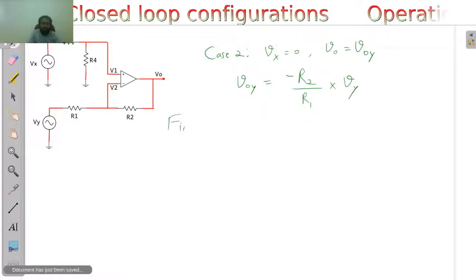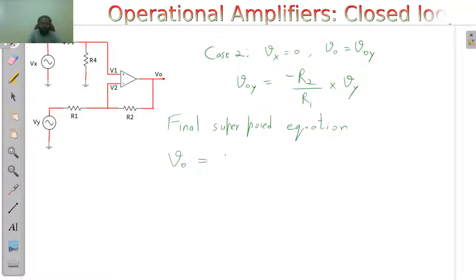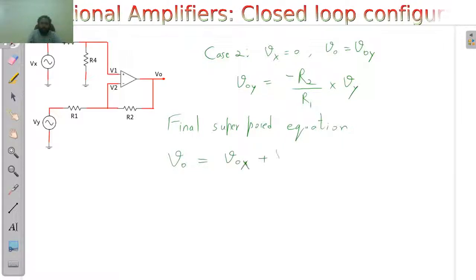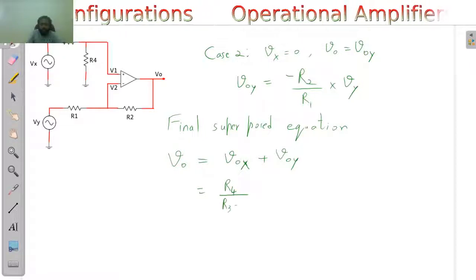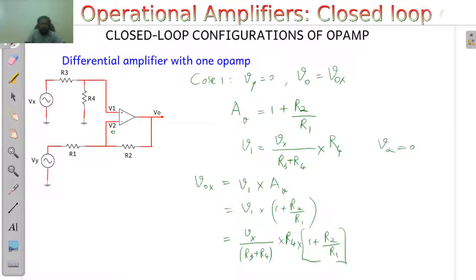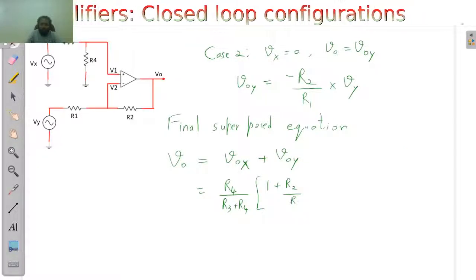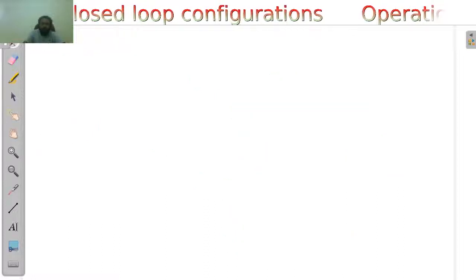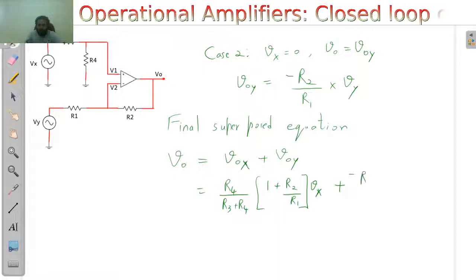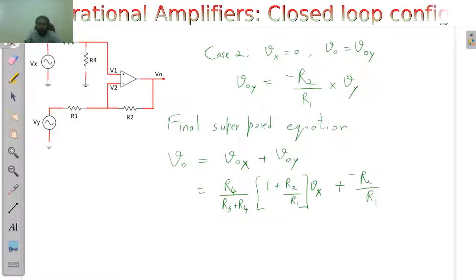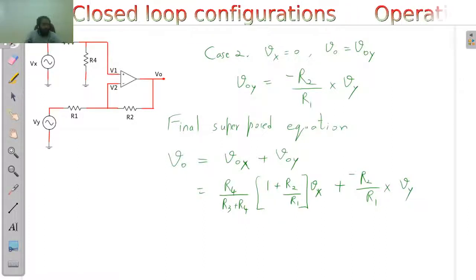Our final superposed equation: Vo is equal to Vox plus Voy. That is R4 by R3 plus R4, times 1 plus R2 by R1, times Vx, plus our Voy, which is equal to minus R2 by R1 times Vy. So this is our equation for output voltage.